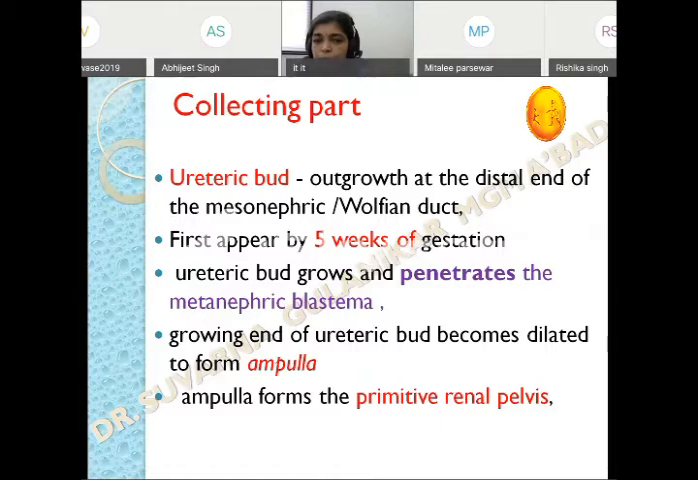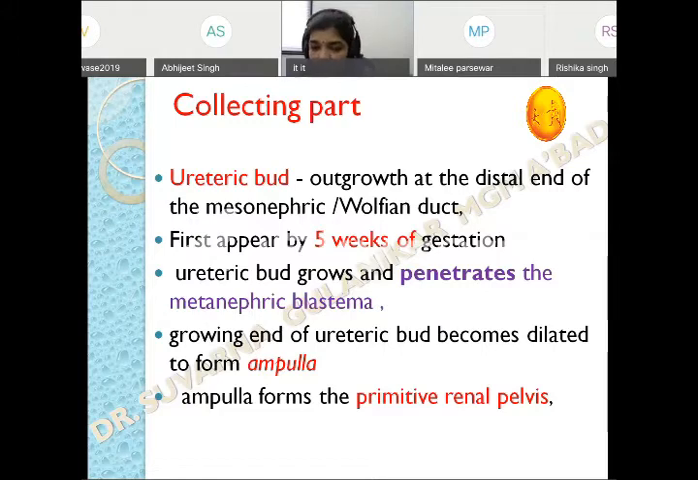The ureteric bud is an outgrowth that arises from the distal part of the mesonephric duct. It is also called the Wolffian duct. So from the distal part of the mesonephric duct, a small bud arises, which is called the ureteric bud, and it appears by the 5th week of gestation. It grows cranially and ultimately grows towards the metanephric blastema and penetrates it.